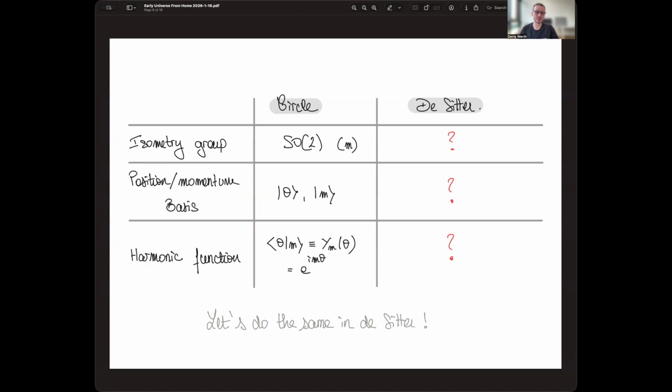So to summarize, the isometry group for the circle is SO(2), with the discrete angular momentum m labeling the corresponding irreducible representations. We have constructed two bases, theta and m, and introduced the harmonic functions, Y_m of theta, as the change of basis. That also defines an integral transform. And so let's now repeat the same story in de Sitter.